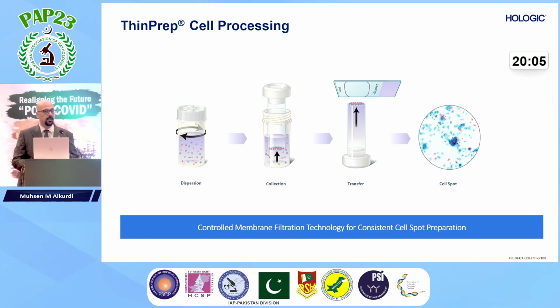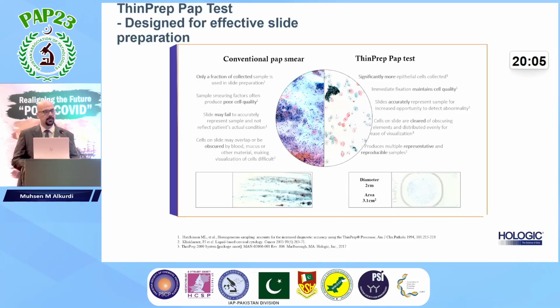It will mix that cytology suspension, or cell suspension, I would say. And then a filter will be inserted automatically into the vial. The filter will aspirate some liquid. When the filter pores are fully saturated, the filter will be flipped upside down and stamp those cells onto the slide, giving us a 2 centimeter diameter cell spot ready to be stained and examined by the pathologist.